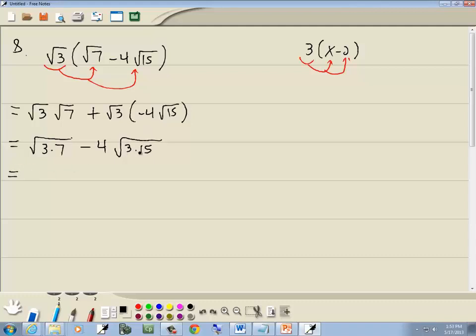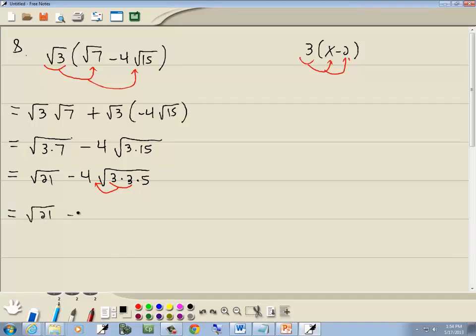Now typically you don't actually multiply them together. You first see if you can simplify before you multiply them. Now 3 and 7 are both prime, so I can't do anything here. So this is just the square root of 21 minus 4. And 15 I can break down. 15 is 3 times 5. Well, we're dealing with square roots, so I'm looking for a pair of somethings. Here's a pair of 3's, so a pair of 3's is going to come out in front as a single 3.